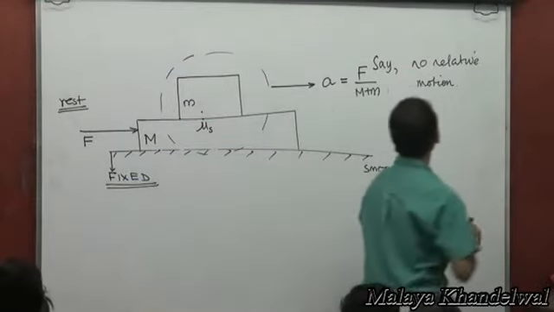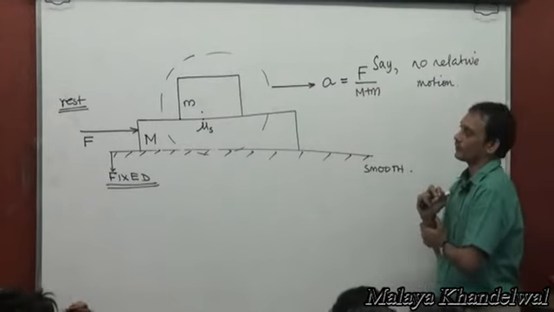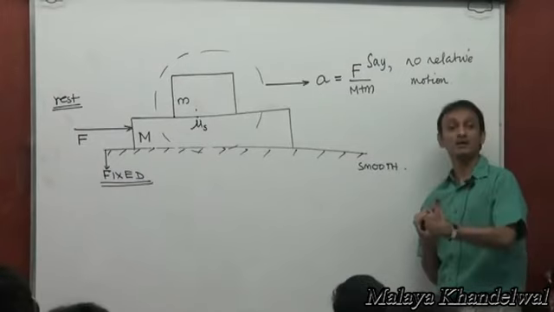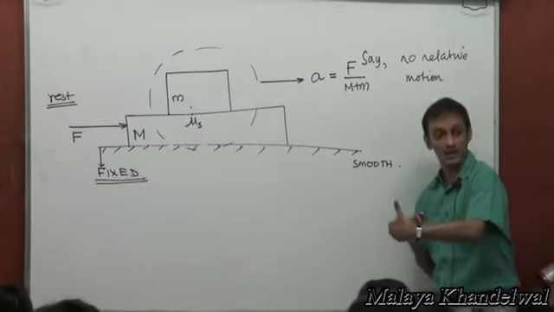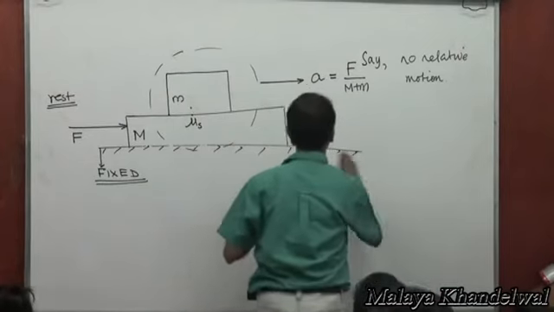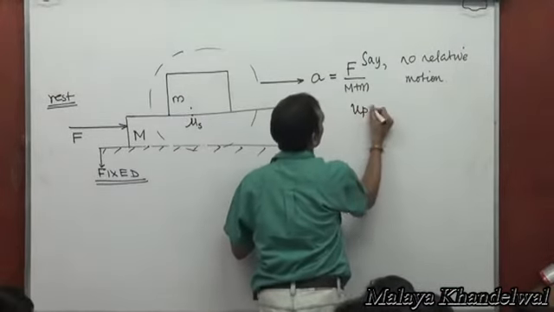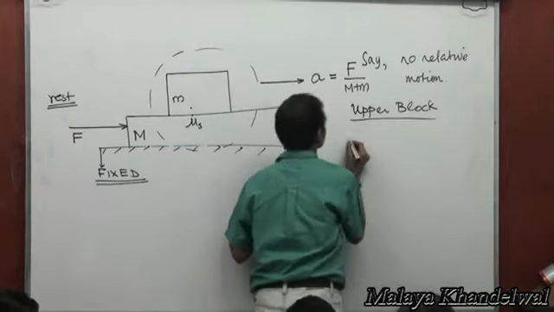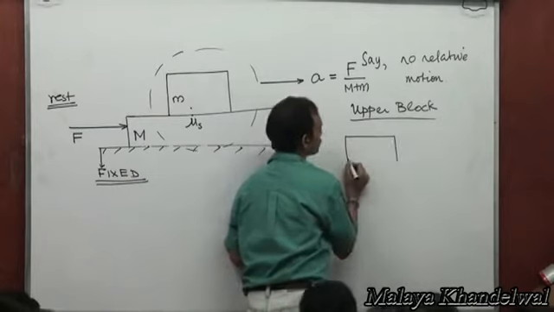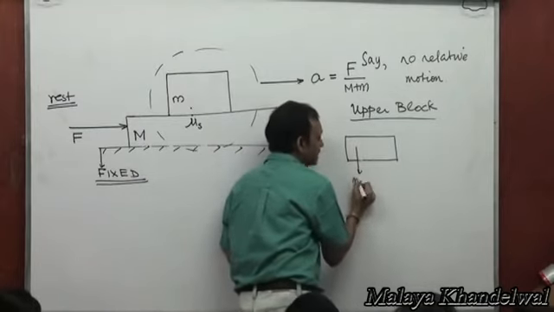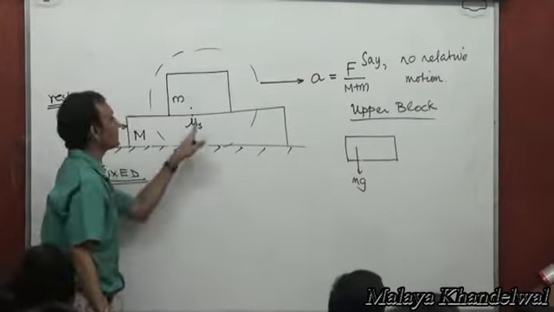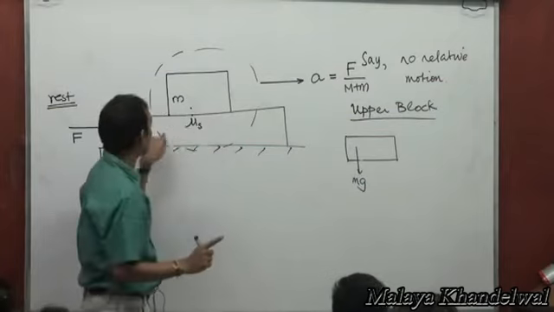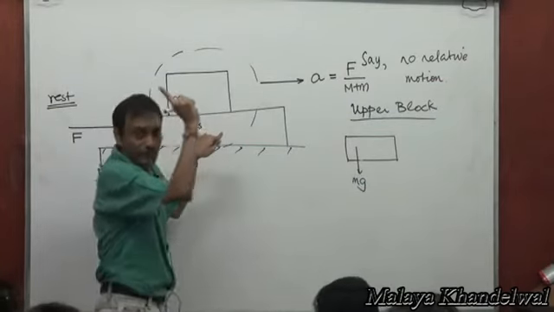Now, let me look at the free body diagram of the upper mass alone. What are the forces acting on the upper block? There is mg downwards, and there is the normal reaction that capital M exerts on small m upwards.